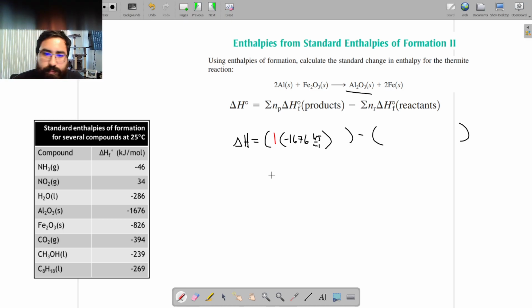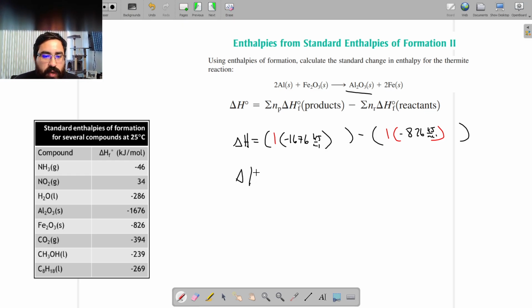All right. So the next thing, the reactant side. We have 1 mole of Fe2O3. I'm going to write it in red so that it stands out a little bit more. The Fe2O3 value is negative 826 kilojoules per mole.